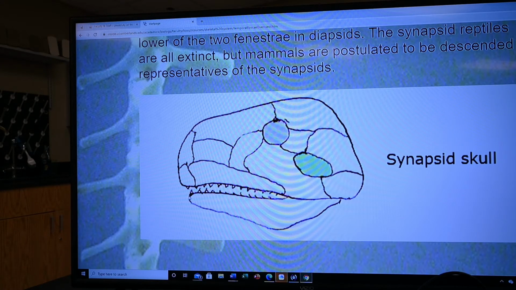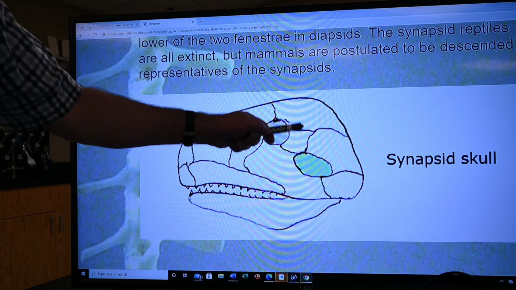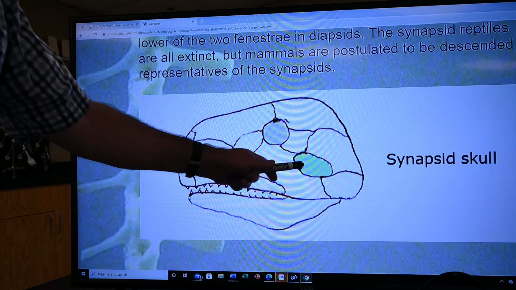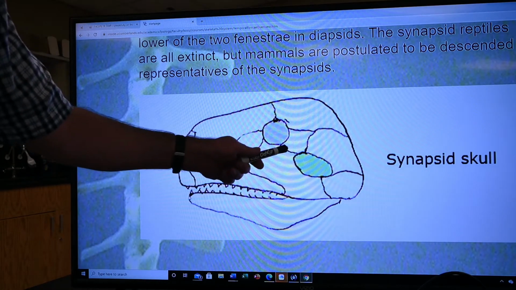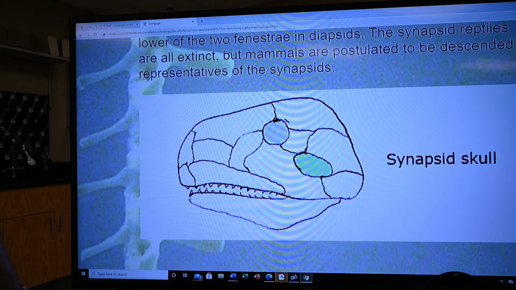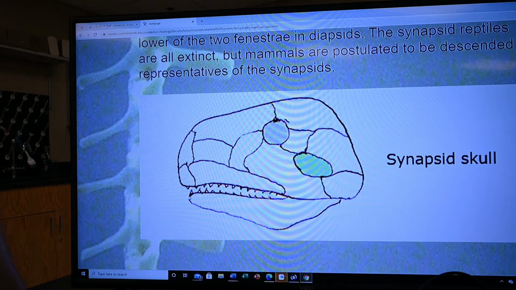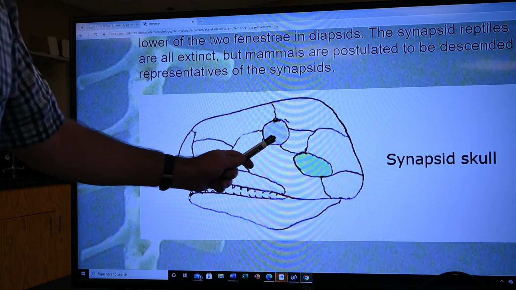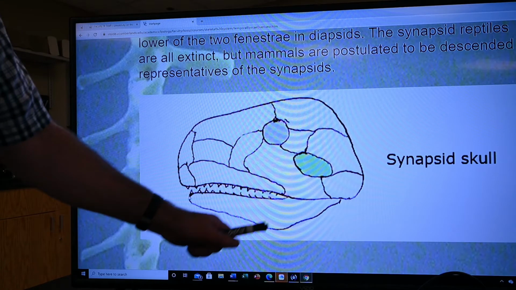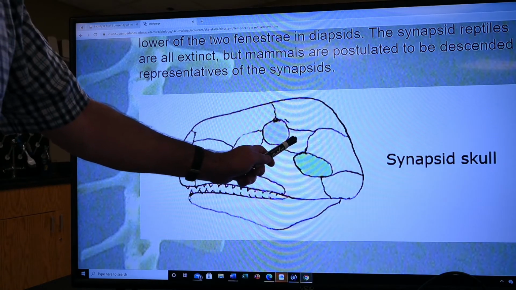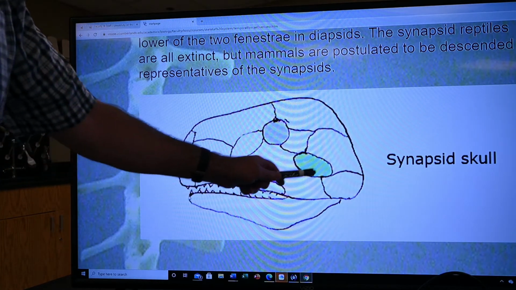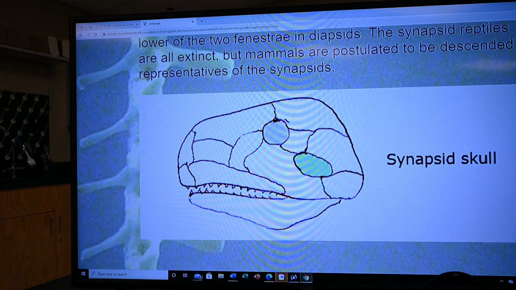The synapsid skull lacks the superior opening behind the eye, has the inferior one. It's thought that reptiles that took this direction in the fossil record were ancestral to mammals, and all mammals are considered synapsid. They have this one post-orbital fenestra just below, positioned like this with respect to the neighboring bones. That synapsid condition, the post-orbital fenestra, is the lower opening.